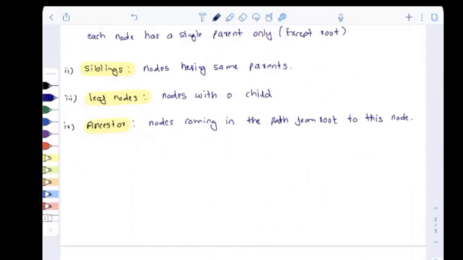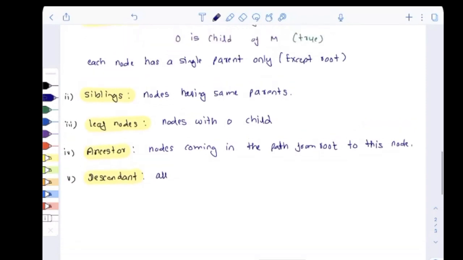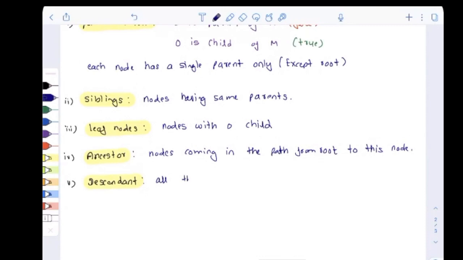Now the last term that we are going to study here is the opposite of ancestor, that is descendant. First of all, once again understand the definition, and then give the answer. Descendant is basically all the nodes. Suppose you want to find the descendants of a particular node. All the nodes coming under this node are known as descendants of that node.